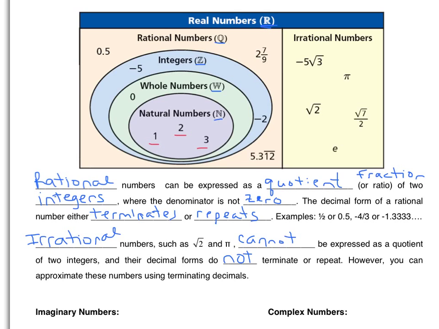Whole numbers are where you tried to eat a cookie before dinner, and mom, dad, grandma, grandpa, aunt, uncle, sister, brother said, nope, you can't have any. So they introduced you to 0. So 0 is a whole number, and since the whole numbers also include natural numbers, natural numbers are part of whole numbers. So whole numbers include 0, 1, 2, 3, 4, 5, 6, 7, 8, 9, 10, all the way till infinity.